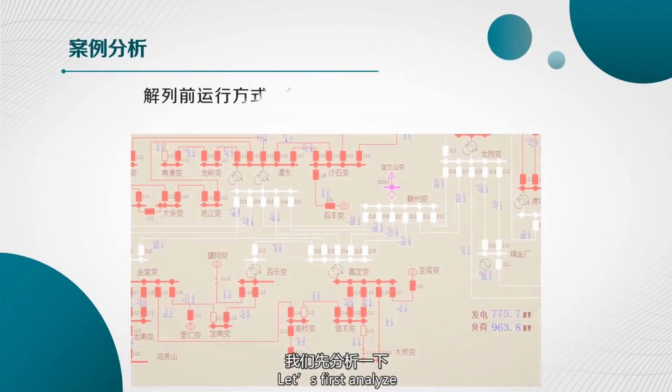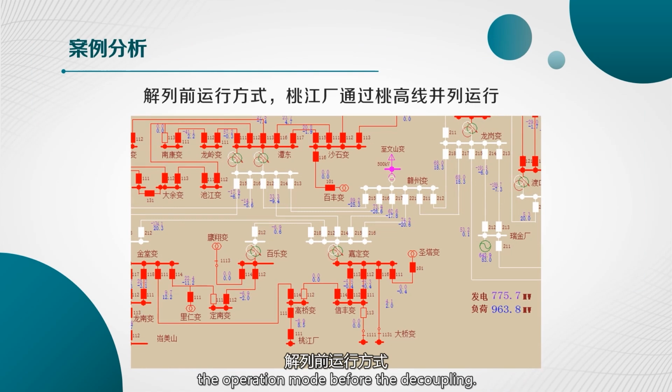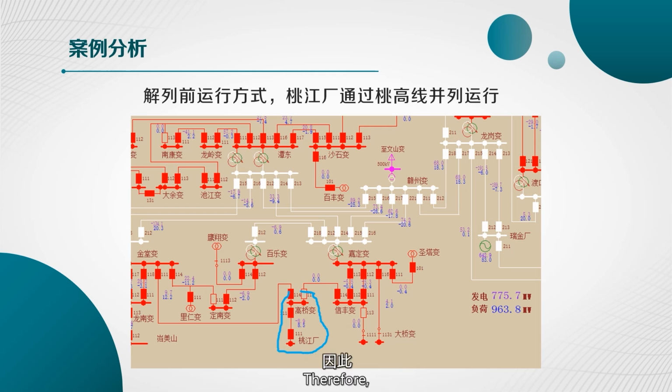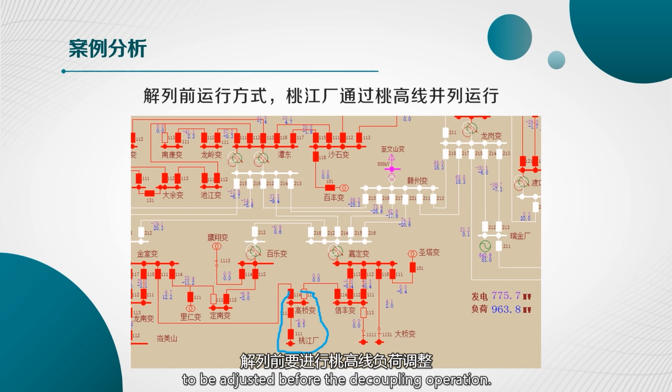Let's first analyze the operation mode before the decoupling. As shown in the figure, the Taojiang plant is a 110 kV small system, which is connected to the Gaoqiao transformer through the Taogao line, and then runs in parallel with the Guangzhou power grid. Please refer to the blue line mark in the figure. The Taojiang plant transmits 9.9 megawatts of active power to the Guangzhou power grid through the Taogao line. Therefore, the load of the Taogao line needs to be adjusted before the decoupling operation.